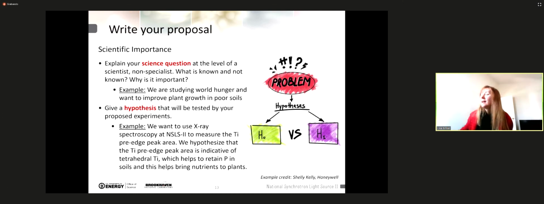So the next step in the proposal process is to describe the scientific importance of your proposal. The reviewers that are reviewing your proposal are not experts like you are in the scientific area. If it's condensed matter physics, they may have a general knowledge of many areas, but only know specific types of superconductors. And you have to keep that in mind when you're writing your proposal. So you can't get into the nitty-gritty detail with lots of acronyms and things, because they're not going to understand it. So you have to explain it at the level of a scientist, non-specialist, about what's known about the sample.